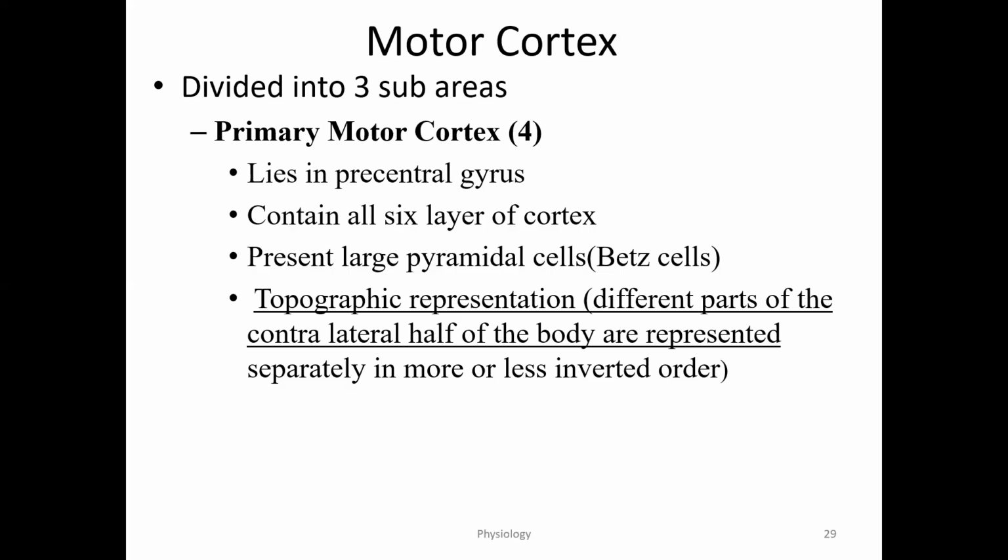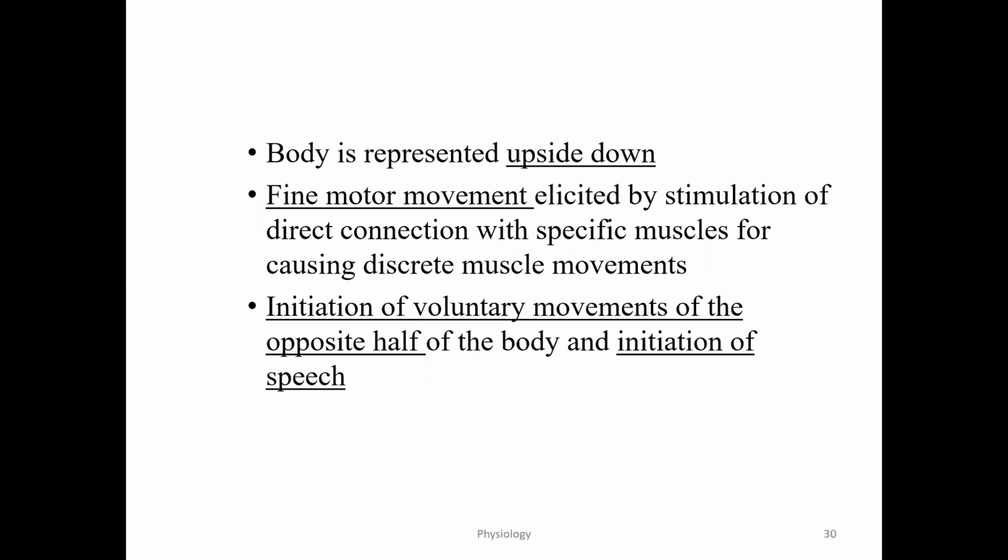That means the right half of the primary motor cortex represents the left half of the body, and vice versa. That is, the left half of the motor cortex represents the right half of the body. So it is in an inverted manner, upside down.